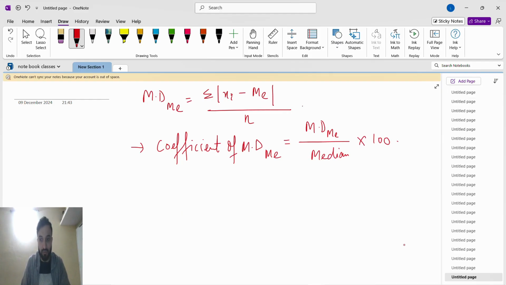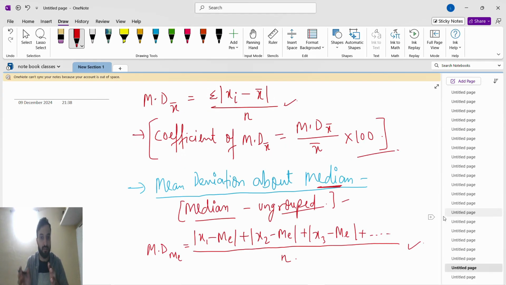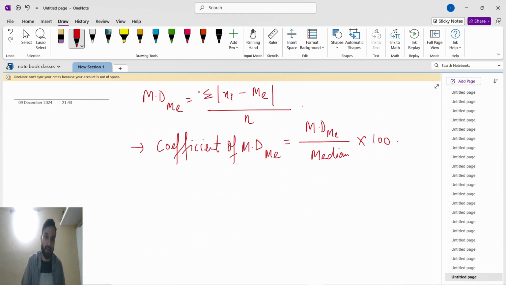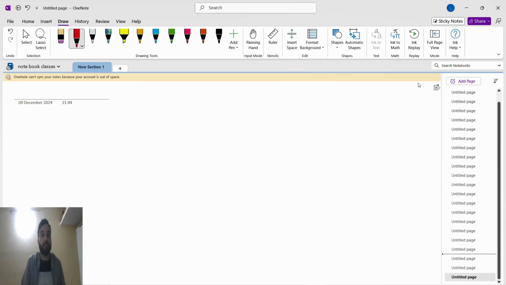That's it. Pause it and understand the similarities between both concepts: finding the mean deviation about mean and its coefficient, then finding the mean deviation about median and its coefficient. So stop it, understand, and then we will start solving the problems, because both have a similar process. In mean deviation about mean, the first thing we find is the mean; about median, the first thing we find is the median. Then it is x1 minus mean plus x2 minus mean plus x3 minus mean, right?